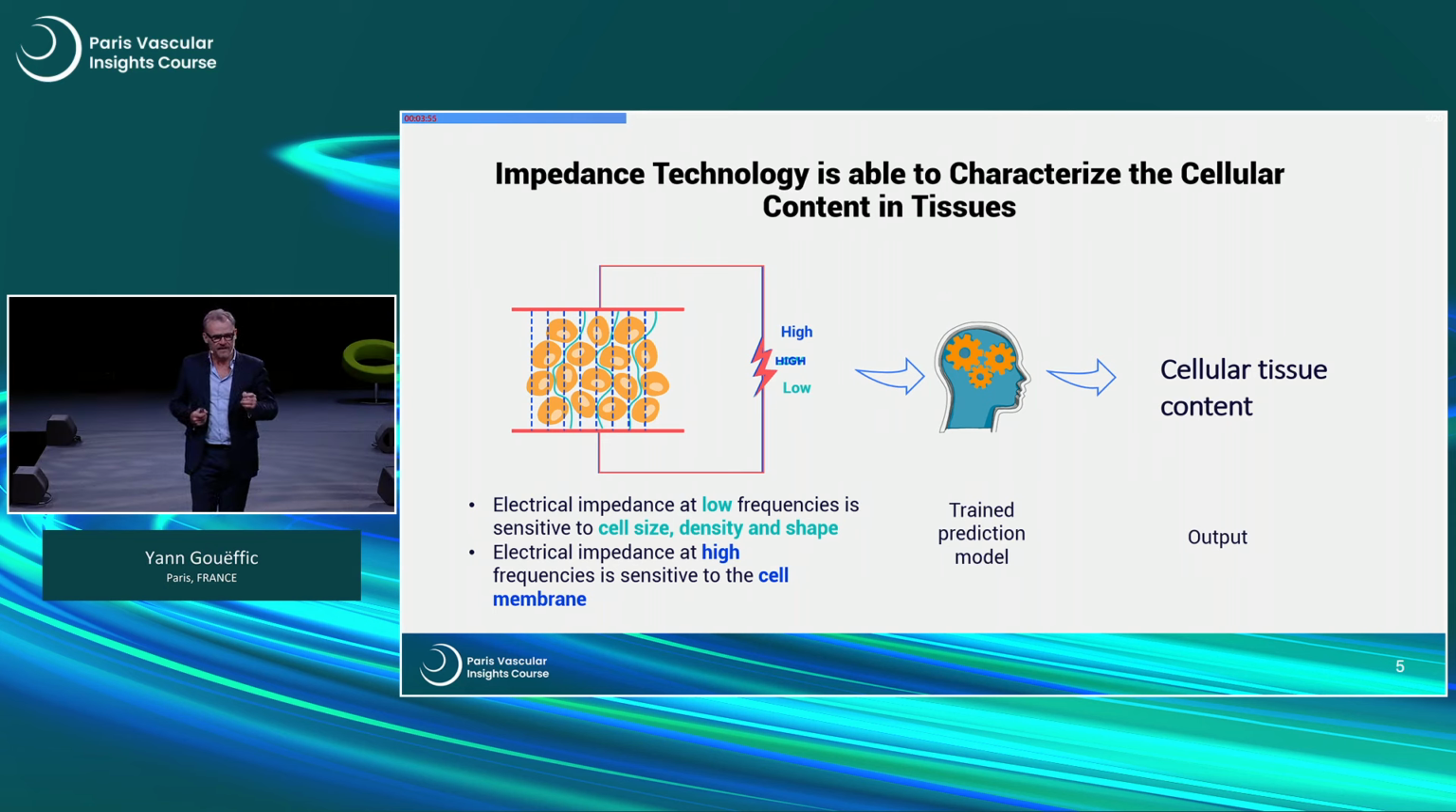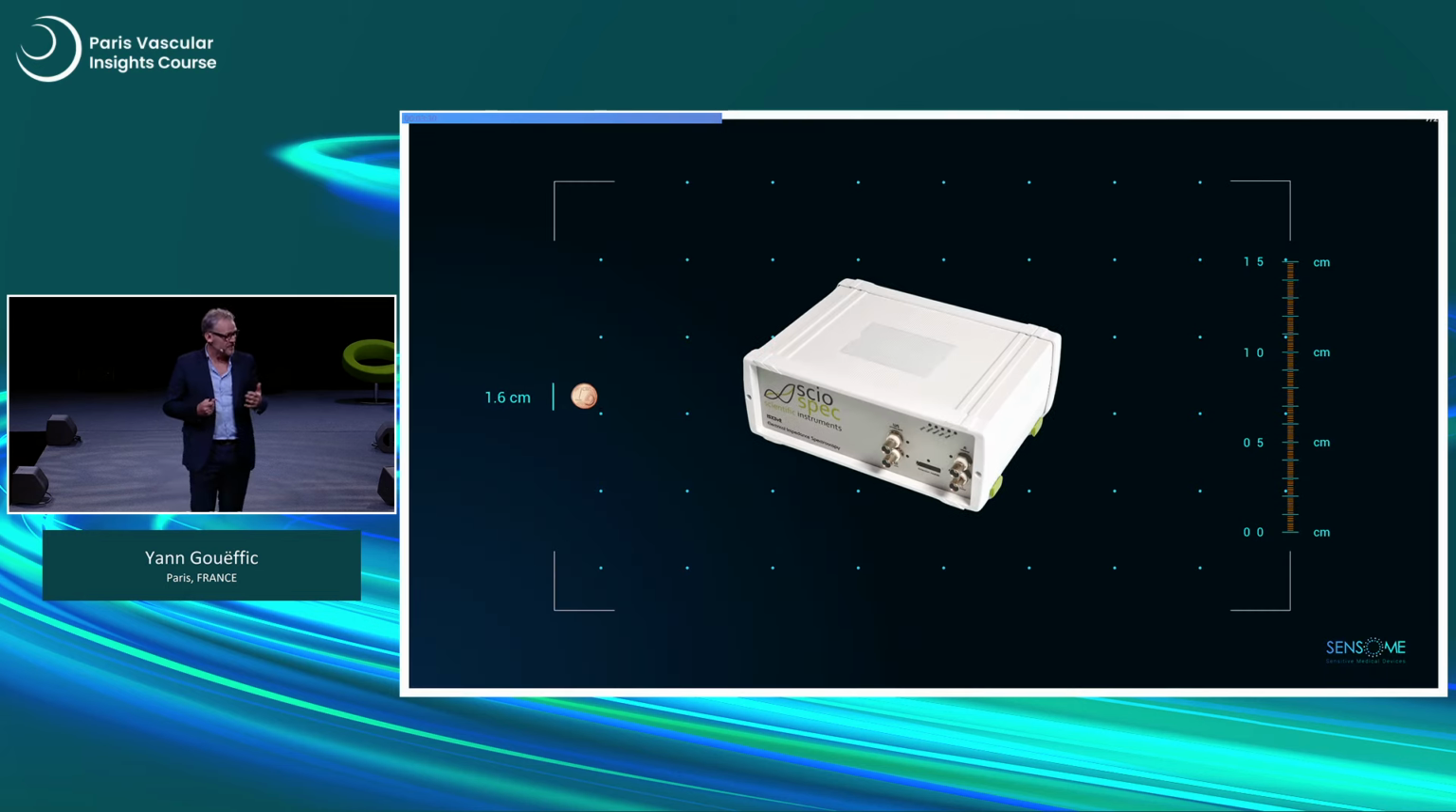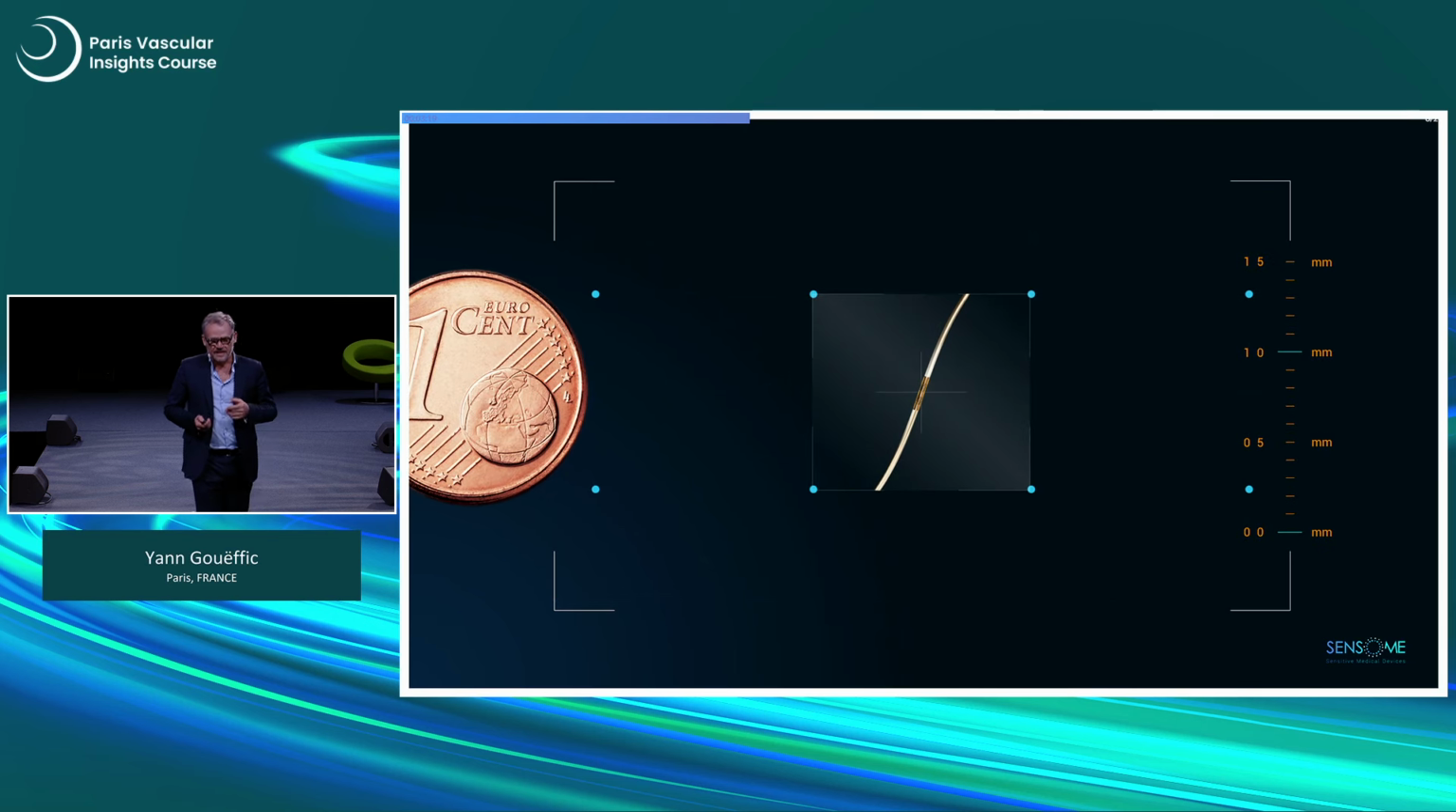Why? Because when you use electrical impedance at low frequency, you can define the cell size, the density, and the shape of the cells. At the same time, if you use high frequency, you can define the cell membrane. And by using a trained prediction model, you are thus able to define the cellular tissue content. To do it, you can have a big machine, like a regular impedance machine. But to go inside the artery is not so useful. That's why Sansom developed a small impedance catheter.